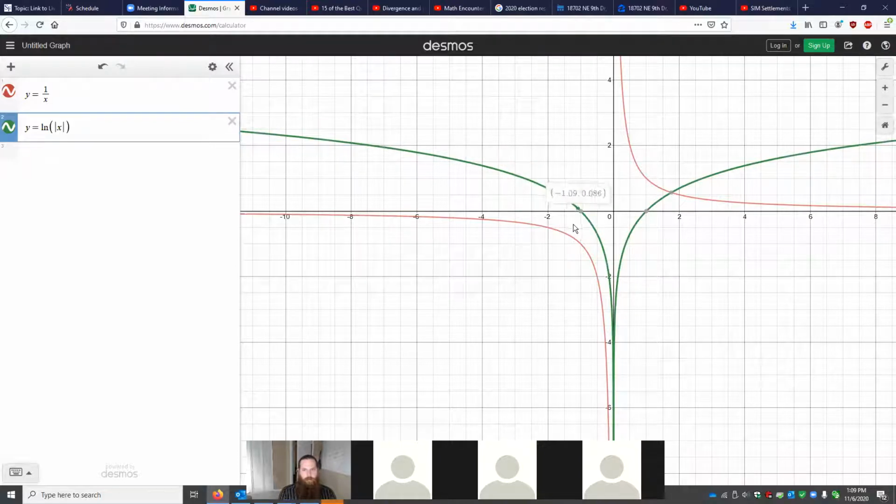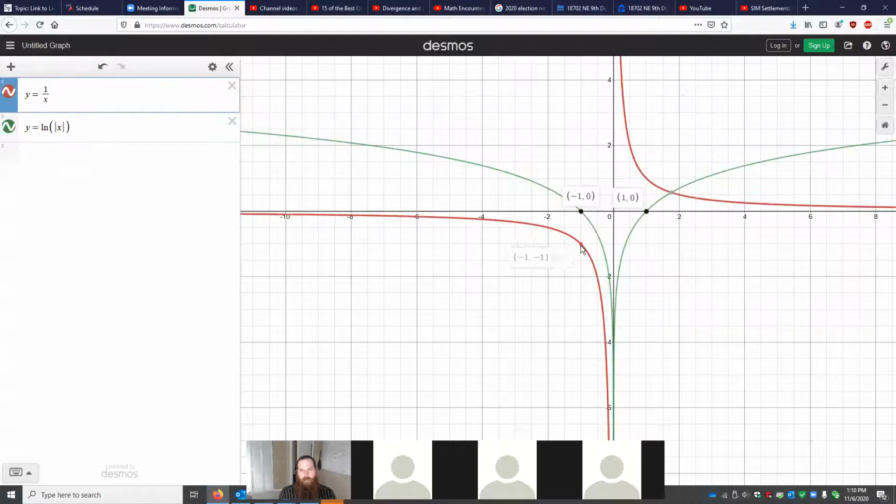Let me look over here, for example. When x is -1, the absolute value of -1 is 1, so the natural log of the absolute value of -1 is 0, so the point -1, 0 is on the green graph. What's the slope of the tangent line here? Well, it should be the same as the slope of the tangent line over here, just negative, right? Because this guy is symmetric to this guy. Same steepness, just pointing down here instead of pointing up here. So the slope of the tangent line here should be -1, should be the point symmetric, and it is.